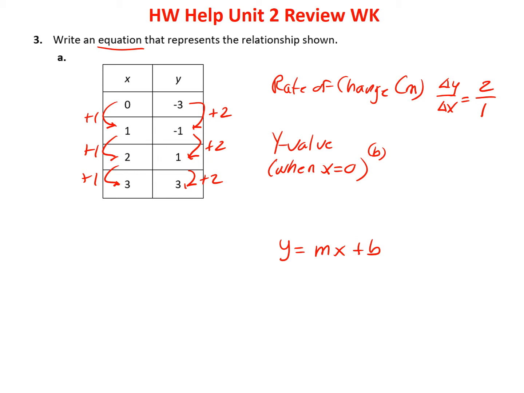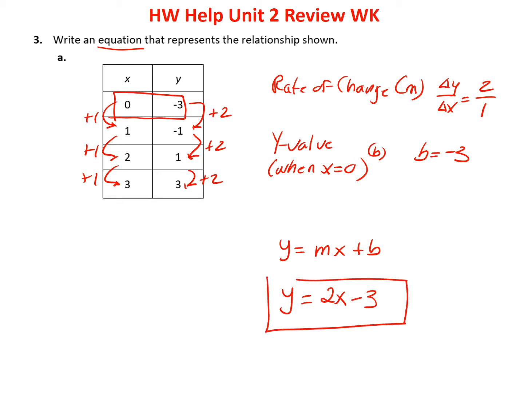Now to find that when x is 0, we just look up here. When x is 0, y is, b here is -3. Now we just plug those into here, and our equation is y equals 2x minus 3. And that's our equation for this relationship.